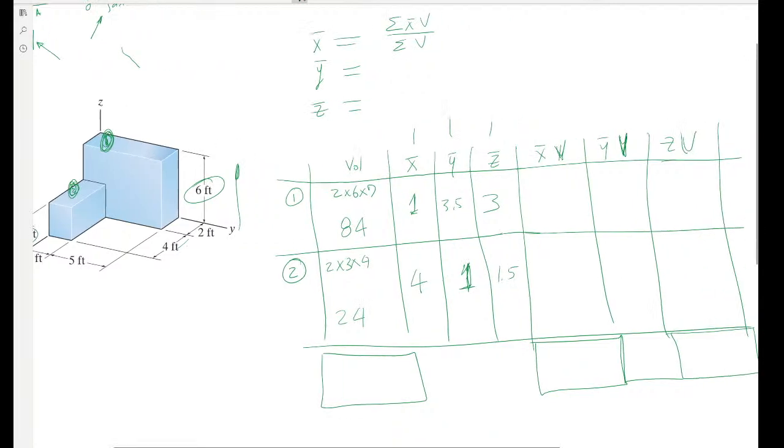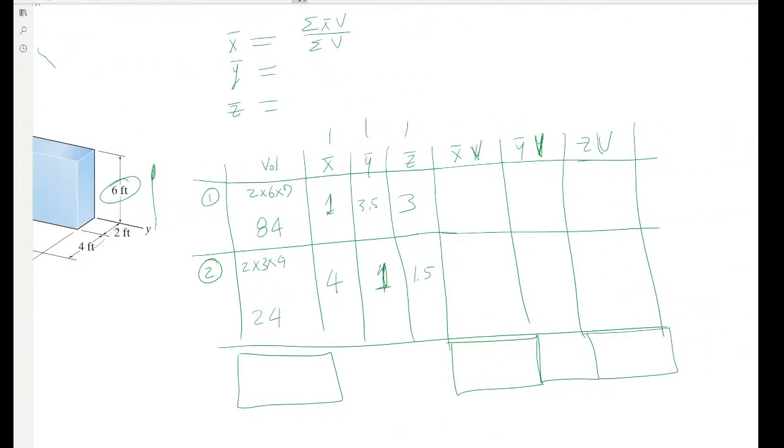Now, I can populate this. I don't need to look at the geometry anymore. 1 times 84 goes here. That's 84. 3.5 times 84 goes there. Okay, give me a second. I have to bring my calculator up again. 3.5 times 84, 294. And then 3 times 84 goes in here, 252. That was supposed to be a 4.